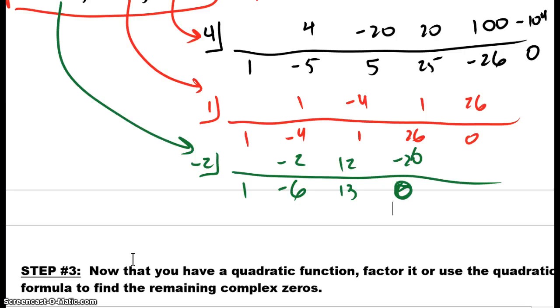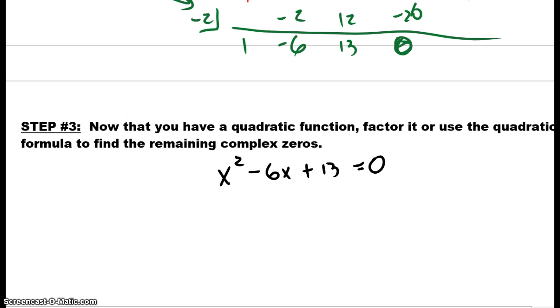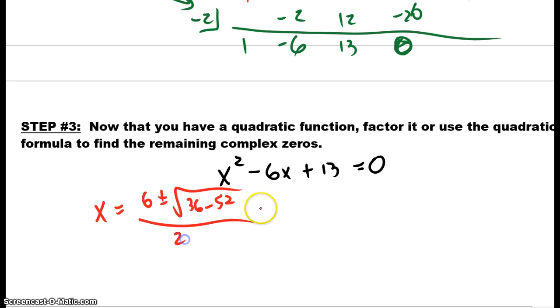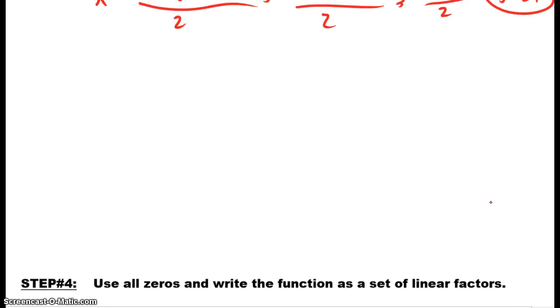And step number 3 says, now that you have a quadratic function, factor it or use the quadratic formula to find the remaining complex zeros. So here is my quadratic, 1x squared minus 6x plus 13. I'm going to set that equal to 0, and I'm going to use the quadratic formula to find the remaining zeros. So x is equal to 6 plus or minus the square root of 6 squared minus 4ac, so 4 times 13 is 52, all over 2, and I keep going. 6 plus or minus the square root of 36 minus 52 is -16, all over 2. This is going to be 6 plus or minus 4i over 2, or 3 plus or minus 2i. So now I have my last remaining roots, my complex ones.